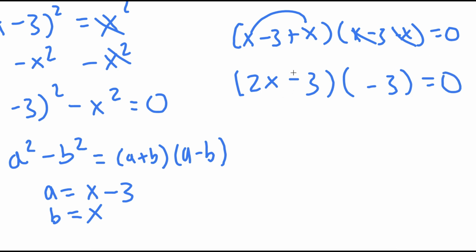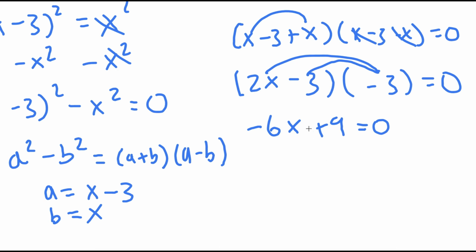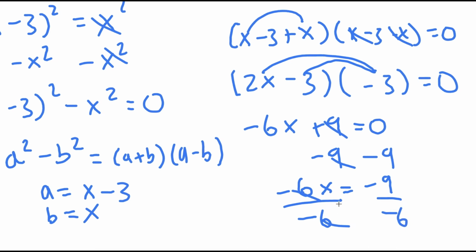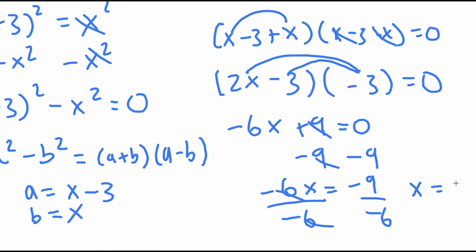So now, if I go ahead and distribute this, negative 3 times 2x is negative 6x. Negative 3 times negative 3 is positive 9 is equal to 0. So I subtract 9 on both sides. I get negative 6x is equal to negative 9. And then I divide both sides by negative 6, and I get x is equal to 3 over 2.